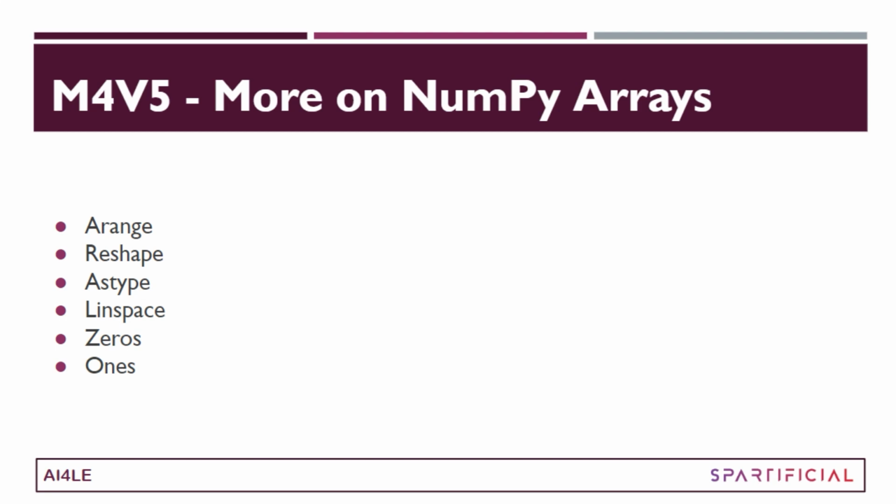Hey everyone, I welcome you all to the fifth video of Module 4, and here mostly we'll be talking about how you can create NumPy arrays in multiple different ways. We're going to start with arange, then we'll be talking about linspace, zeros and ones. These are the ways through which you can create NumPy arrays. Again, these are not all the ways through which you can create NumPy arrays, but at least some of the ones that you should know about.